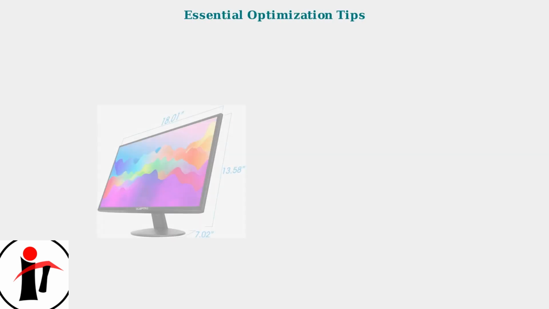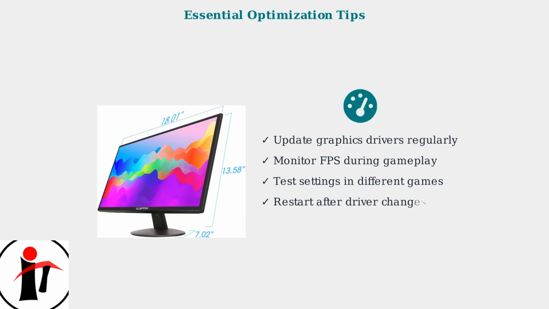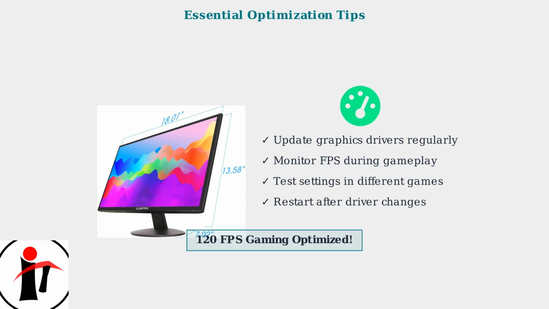Keep your graphics drivers updated regularly for optimal performance and stability. Driver updates often include game-specific optimizations and bug fixes that can improve frame rates. Monitor your frame rates using built-in game overlays or tools like MSI Afterburner to ensure you're consistently hitting 120 FPS or higher during gameplay. With proper driver configuration and in-game optimization, your Sceptre monitor will deliver smooth 120 FPS gaming performance. These settings work together to minimize input lag and maximize your competitive advantage.